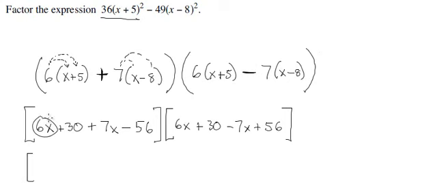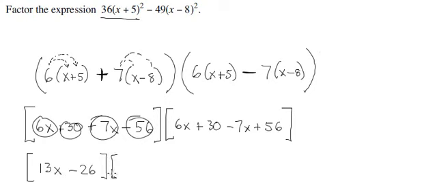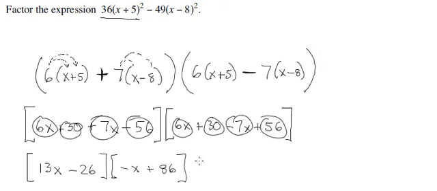So now when we collect terms, 6x plus 7x, 30 minus 56, and here 6x minus 7x, and 30 plus 56. This is a passable answer. There are a couple of things that we could do to improve it, that I would do to improve it.